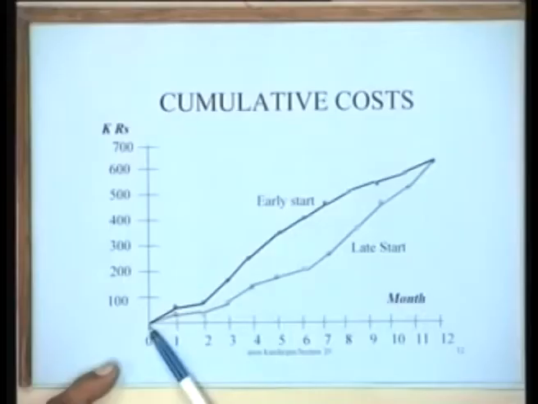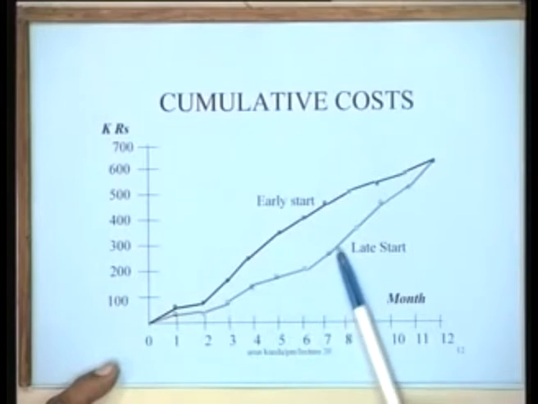But suppose there is a fluctuation in demand and you are not able to satisfy that demand, so what do you do? You typically keep inventories. So inventories are useful in situations where you have uncertainties. Similarly, the early start schedule is useful in situations where you have these kinds of uncertainties and you want to guard against them.